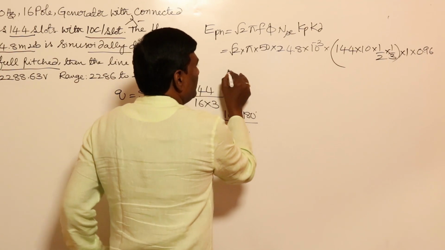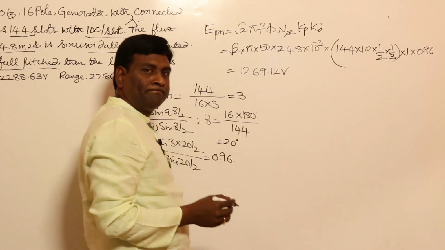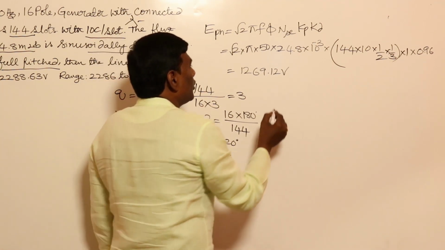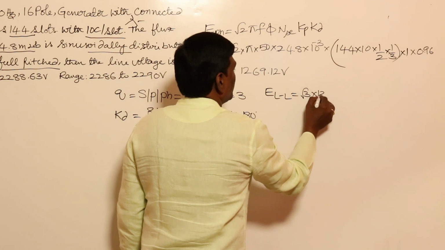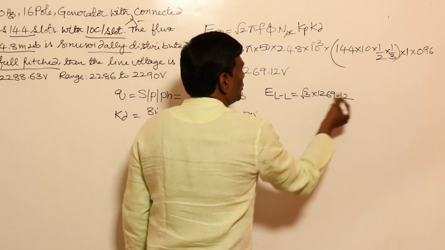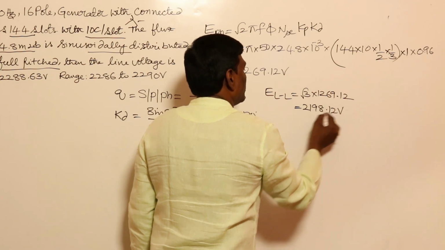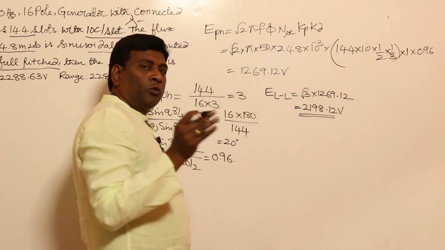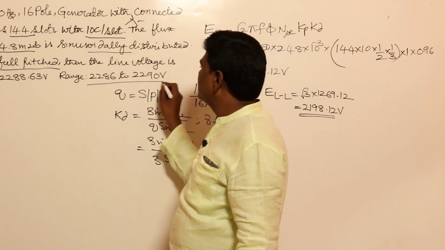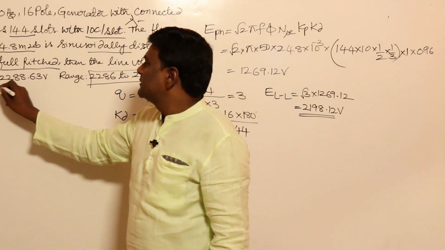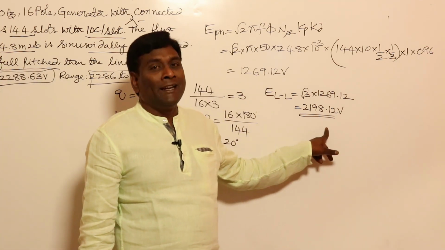So this will give you 1269.12 volts per phase. The line to line voltage is going to be root 3 into 1269.12 volts, which is 2198.12 volts. So the conclusion is very simple. Of course their answer is wrong. They said the range is 2286 to 2290 and the answer is 2288 point something, but the answer should be 2198.